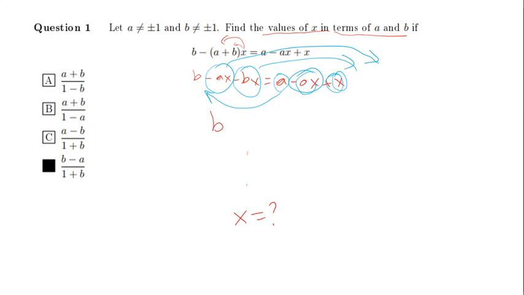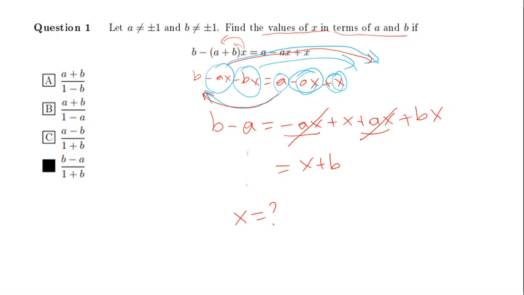So in this case, b minus a is equal to, okay, this we send, it's minus a, so this went to the other side. We have minus ax, x, and then plus ax, and then plus bx. So then minus ax and plus ax cancel out, and we have x plus bx equal to b minus a. So the next thing we have to do is isolate x.